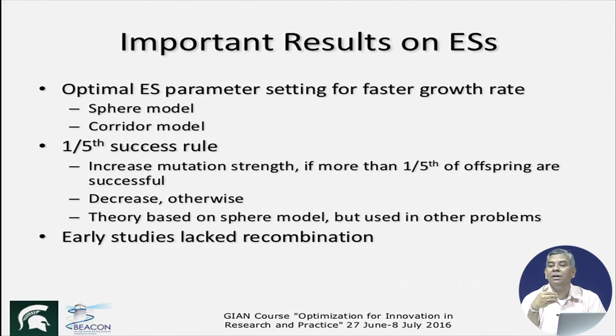They came up with what should be the optimal mutation strength. They call the sigma, the variance, the mutation strength. So they came up with an optimal mutation strength. That optimum turned out to be a number very close to 0.2, and then they came up with this 1/5 success rule. This is still used in many ways.